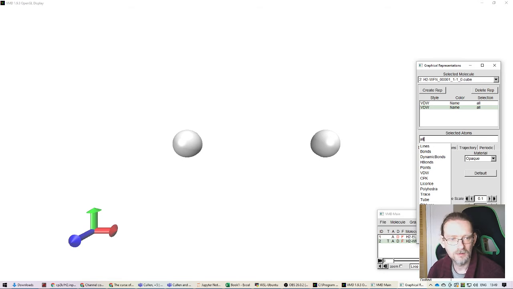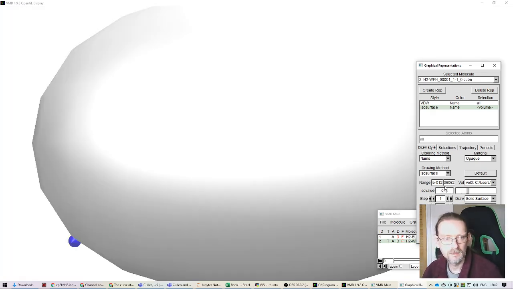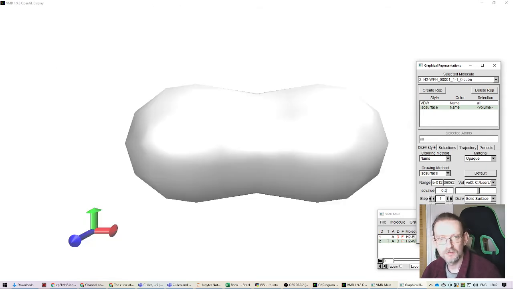If I make an isosurface, it will look not that dissimilar.